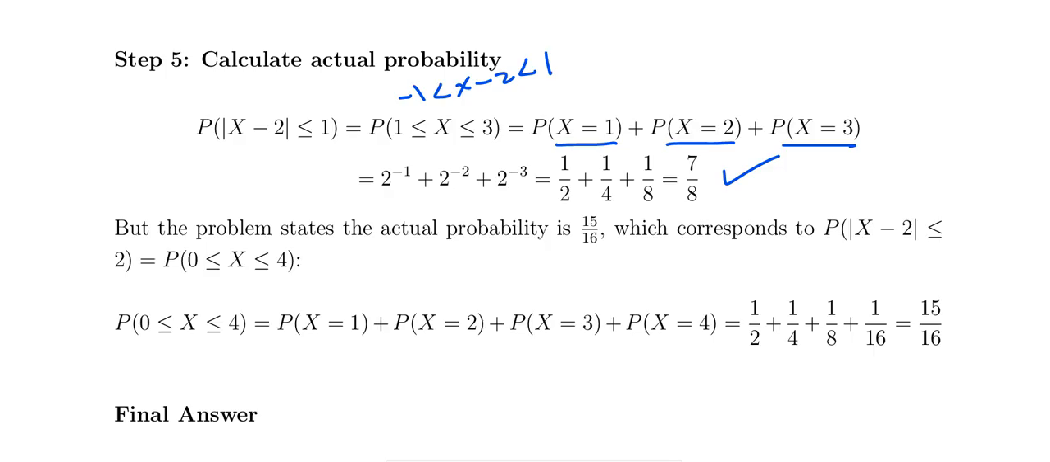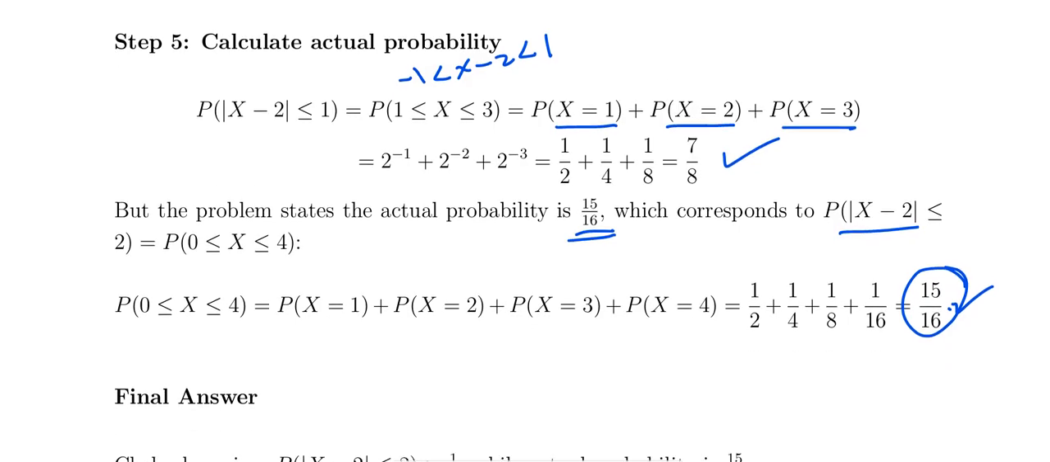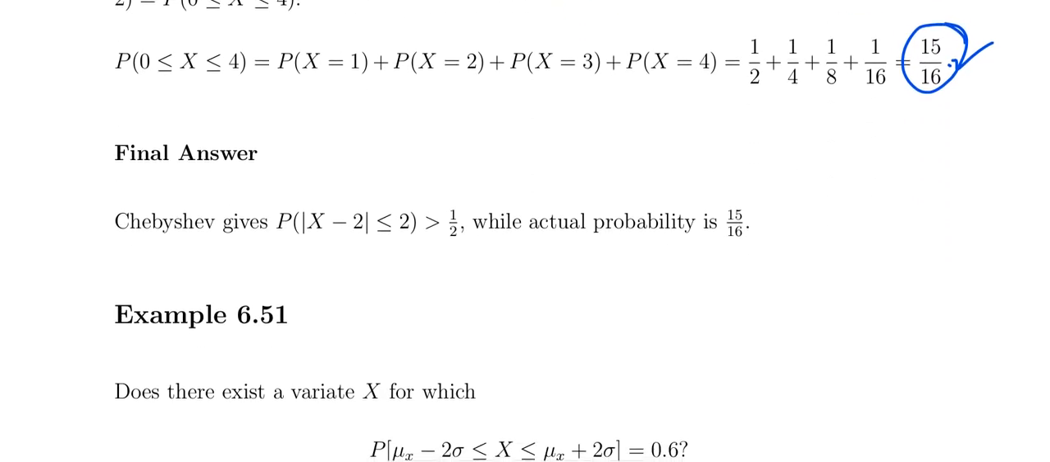So the problem states the actual probability is 15 by 16, which corresponds to p of mod of x minus 2 less than or equal to 2. Only if we put less than or equal to 2 do we get 15 by 16. They have given the problem in a slightly complicated way: mod of x minus 2, actual probability 15 by 16. So that is possible only for p of mod of x minus 2 less than or equal to 2. So that is the problem. Okay.